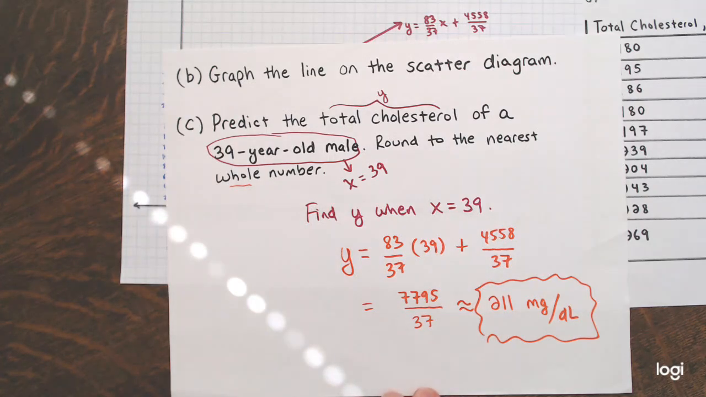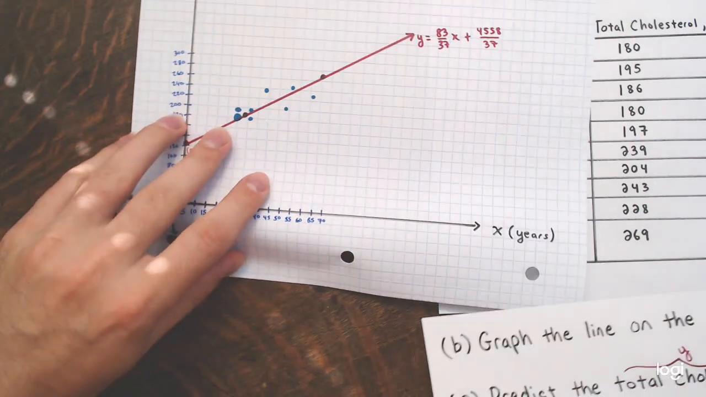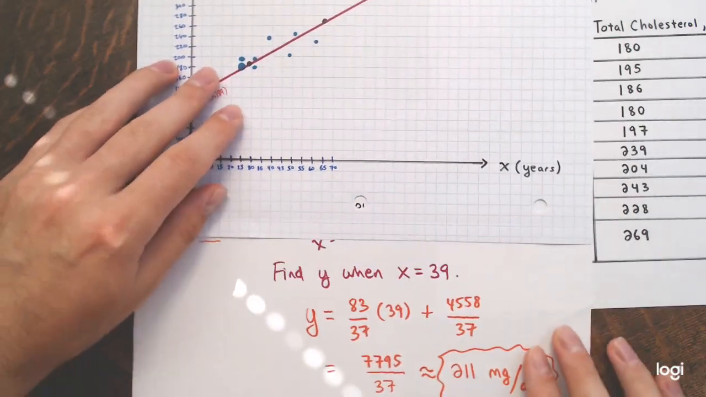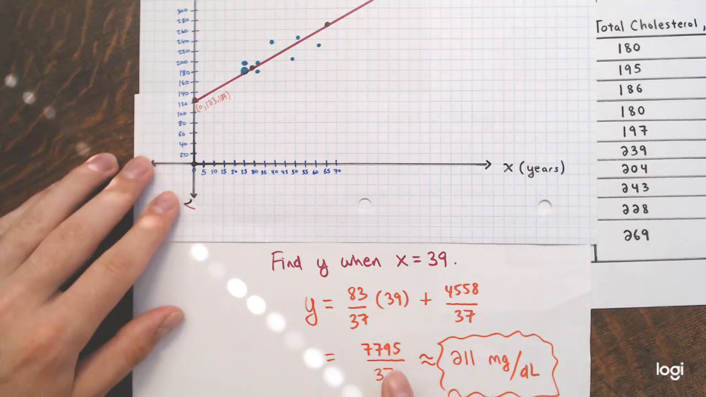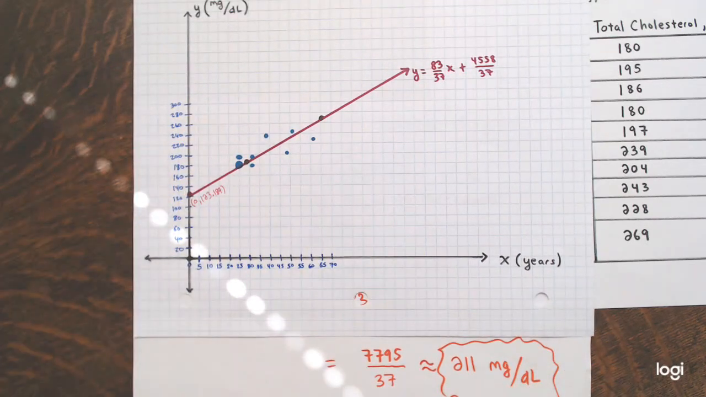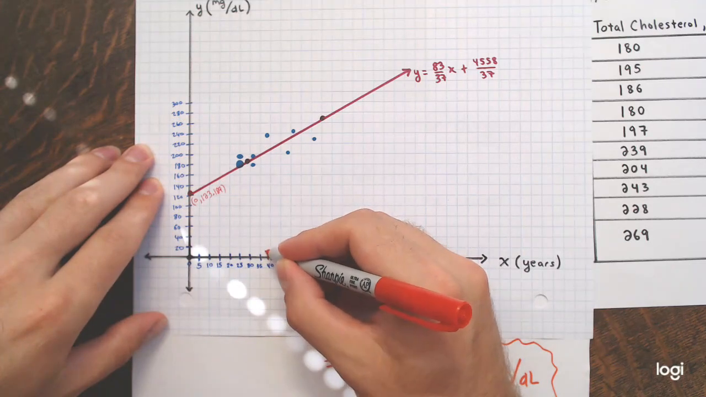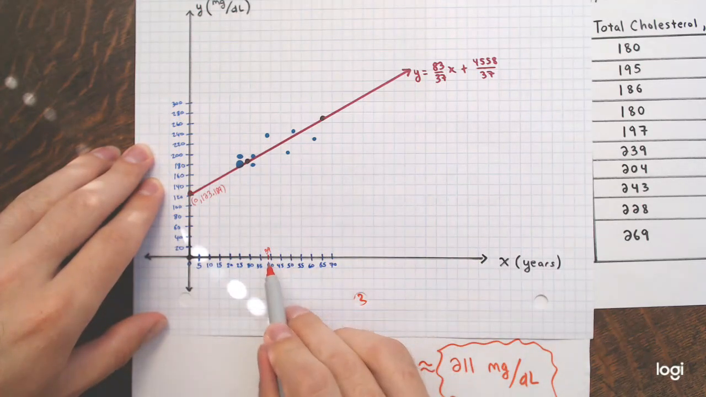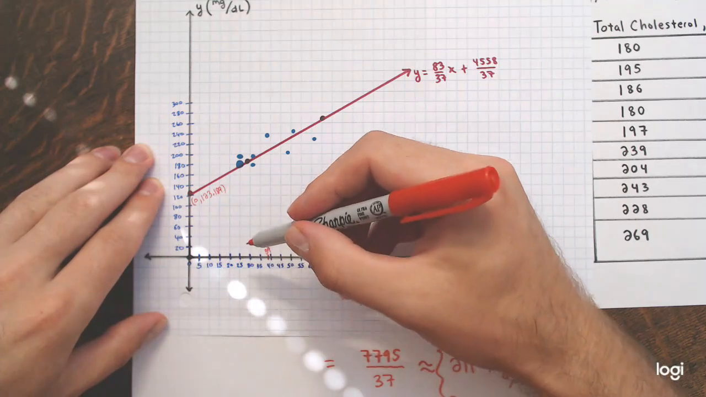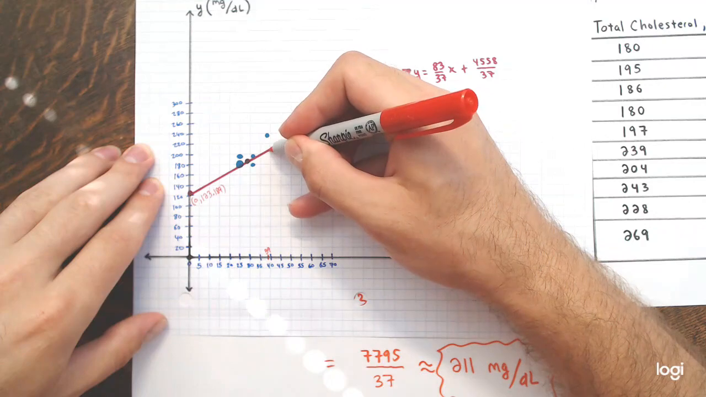And let's see if that's happening in the graph here. So we predicted, when x was 39, the y will be about 211. All right, so look at my graph. When x is 39, so 39 years old is around here. That's the 39-year-old. Right? And what point is on the line I drew? That's this location around here.